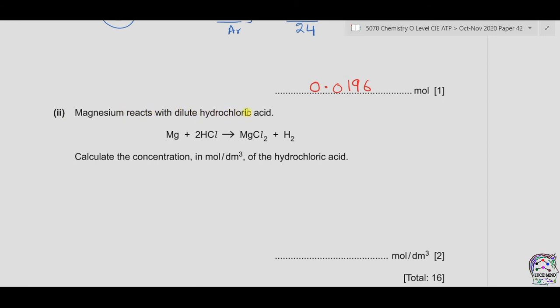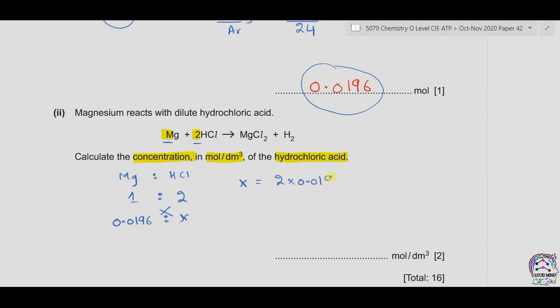Part 2. Magnesium reacts with dilute hydrochloric acid. This is the equation. 1 mole of magnesium reacts with 2 moles of HCl. Calculate the concentration in mole per decimeter cube of the hydrochloric acid. Let's first find the number of moles of HCl that are used. So we have magnesium ratio HCl. From the balanced equation we can see that 1 mole of magnesium requires 2 moles of HCl. So 0.0196 moles of magnesium will require X moles of HCl. Let's cross multiply and find the value of X. We have 0.0392 moles of HCl.